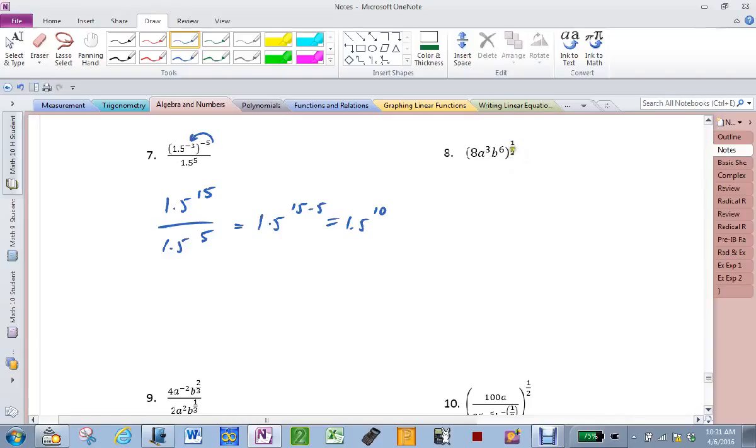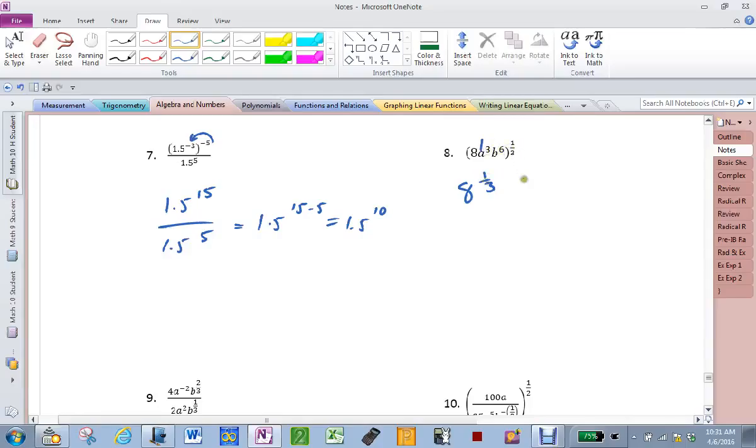If this was a 2, where would this exponent go? Inside the brackets to which terms? All of them. So does it matter that it's a 1/3? No, it still goes to each term. So I'm going to have 8 to the 1/3, because what's 8's exponent right now? 1, and when I go over brackets, I multiply, right? Yeah. So 1 times 1/3 is 1/3.